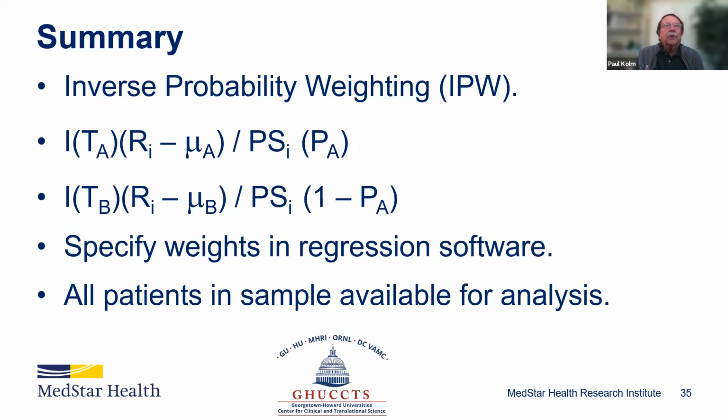So inverse probability weighting, as I mentioned, we specify as weights in the regression analysis, and usually software like SAS, Stata, R would do that. You specify what the propensity score is and use that as a weight in the comparison between the two groups. And the advantage of inverse probability weighting is that you can use all patients in the sample.